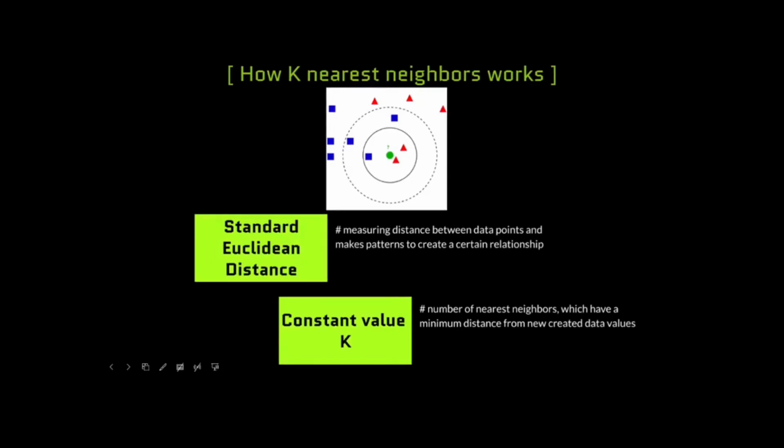Finally, let us give an introduction on k-nearest neighbors. Compared to other machine learning models, k-nearest neighbors is relatively simple. This algorithm works by measuring the distance between data points and makes a pattern to create a certain relationship between two points. Based on the results, it decides in which neighbors new data samples should be placed. The label of the new samples will be defined from these neighbors. K-nearest neighbors is widely used with the standard Euclidean distance for measuring the distance between two points. The constant value k is the number of nearest neighbors which have a minimum distance from the newly created data values.